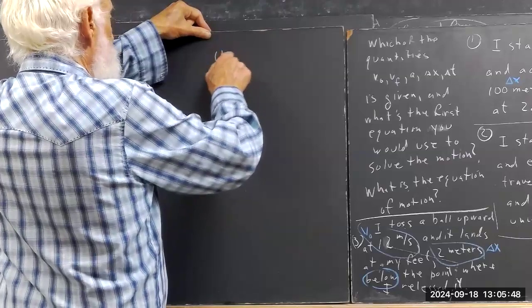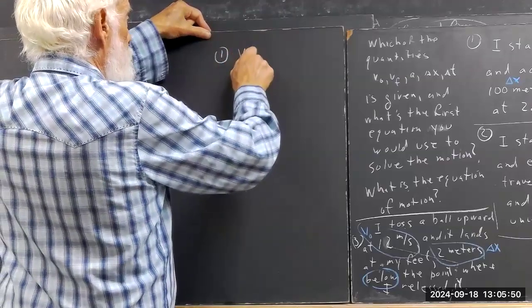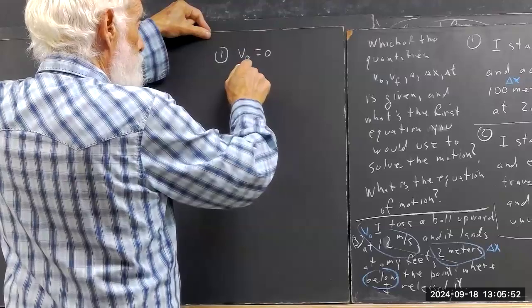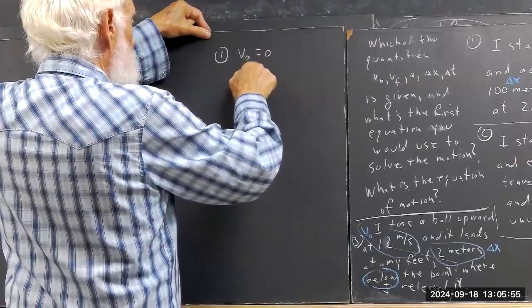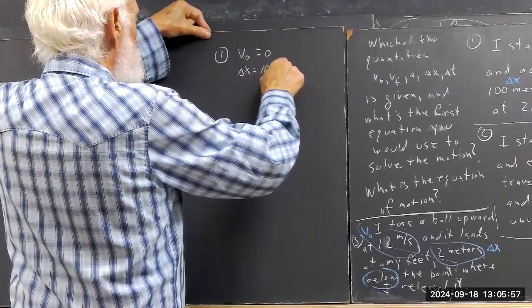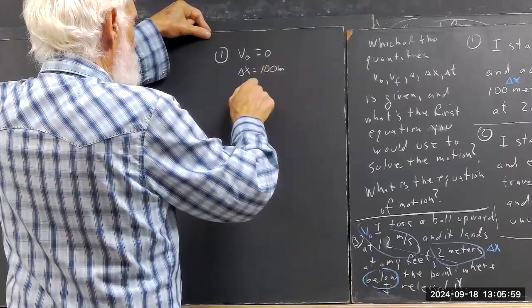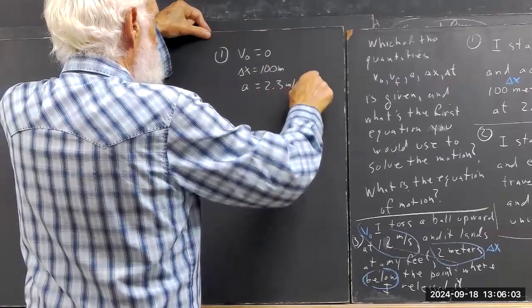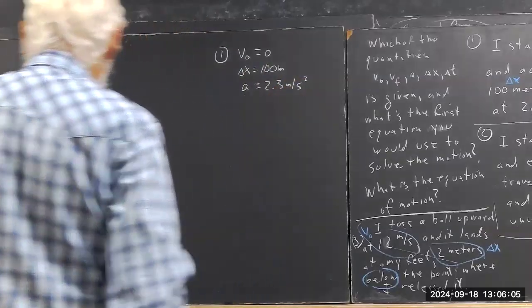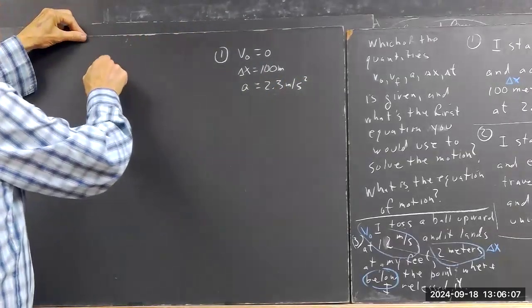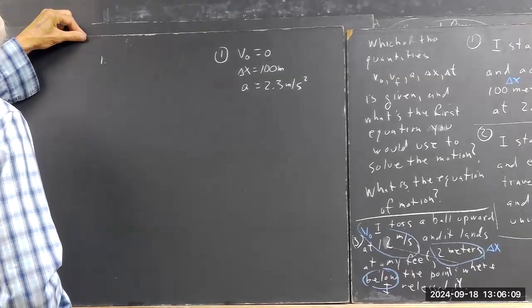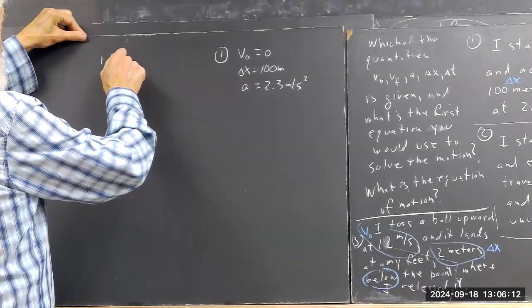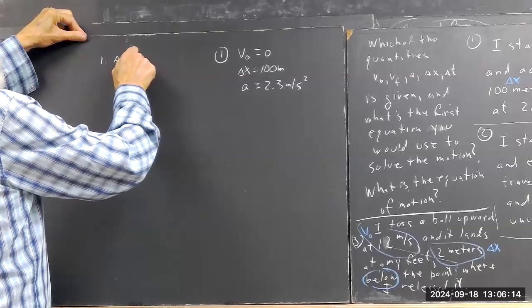So the first one: d naught equals 0, delta x equals 100 meters, a equals 2.3 meters per second squared. Now I'm going to write out the equations. First equation, try to get them in the order that I listed them.